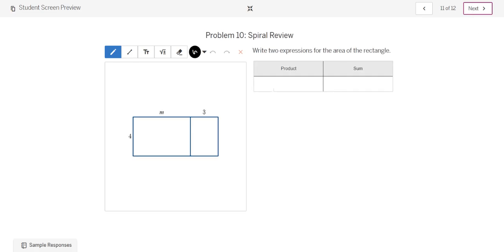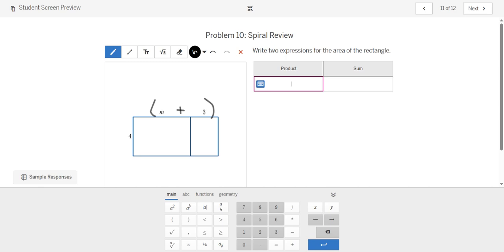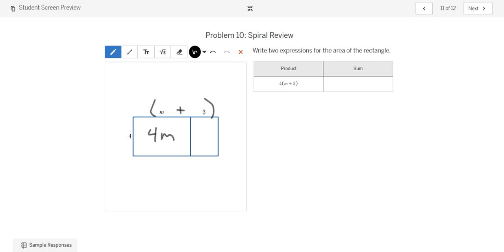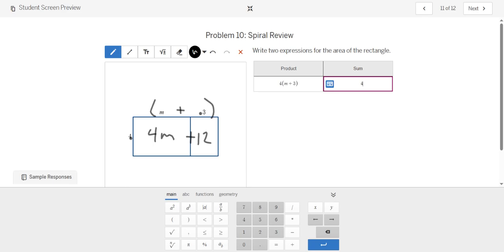Here we go. Okay. This is on the quiz. We do like that. So the product is going to be 4 parenthesis m plus 3 end parenthesis, or 4 times m is 4m, 4 times 3 is 12. It would be the same as 4m plus 12.